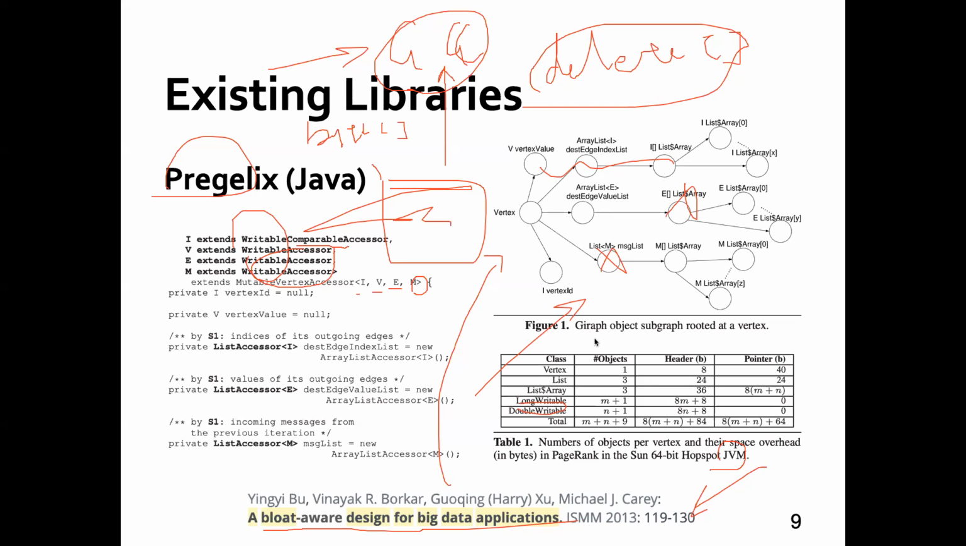Yes. Originally Giraph was doing everything in memory, which is not good, and they proposed this. I think Giraph also improved and made these three serializable. So I think really we should not use Java to develop big data systems.